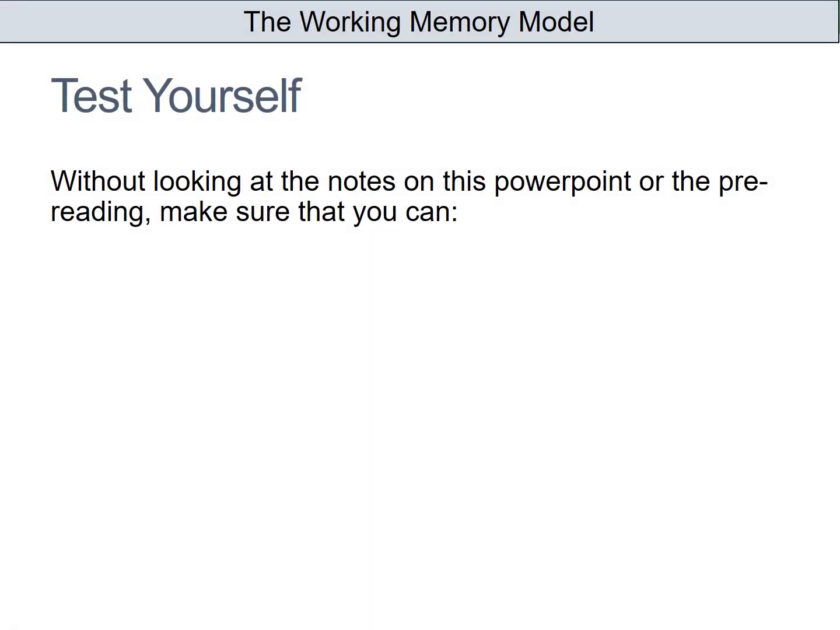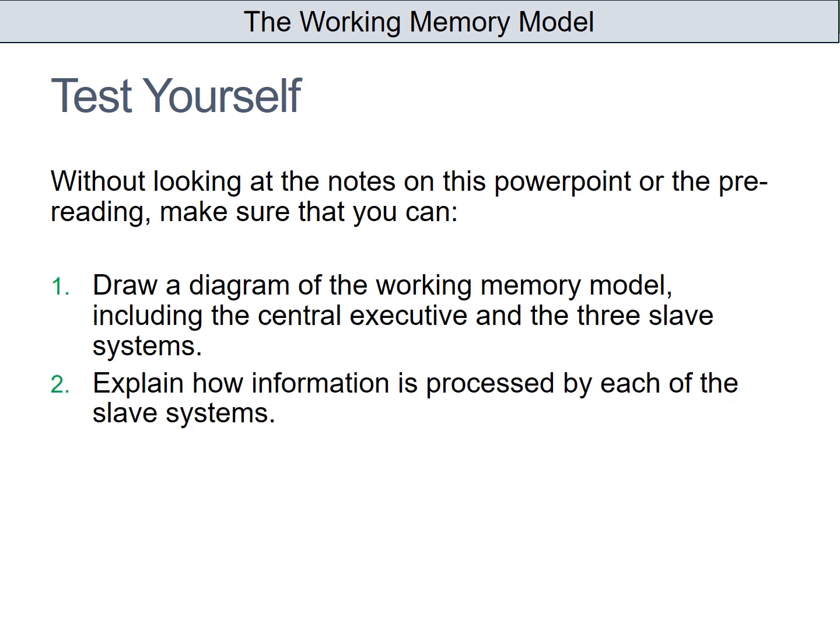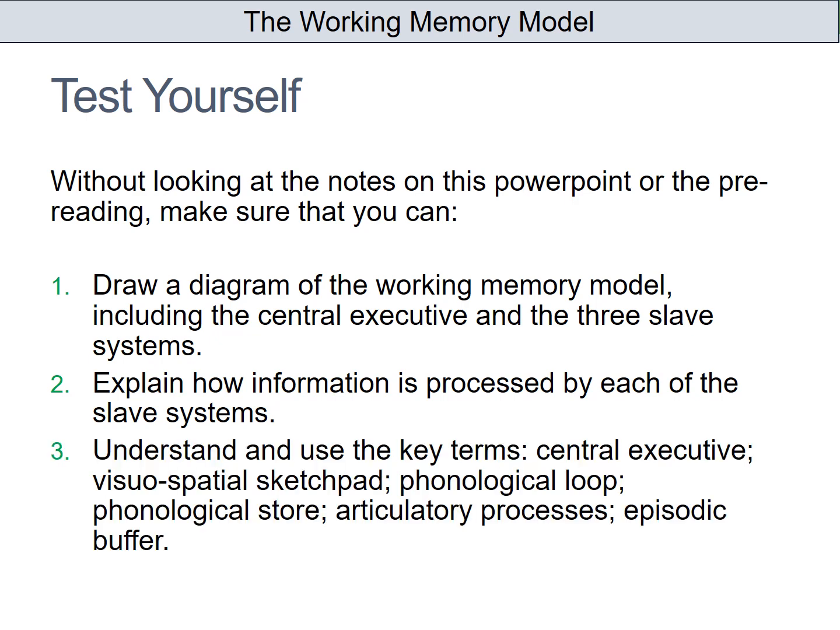So you can have a look at the pre-reading to get some more detail on the working memory model. Before you come into the lesson, make sure you can draw a diagram including the central executive and the three slave systems. Make sure you can explain how information is processed by each of the slave systems, and make sure you understand the key terms: central executive, Visuospatial Sketchpad, phonological loop, phonological store, articulatory processes, and episodic buffer.